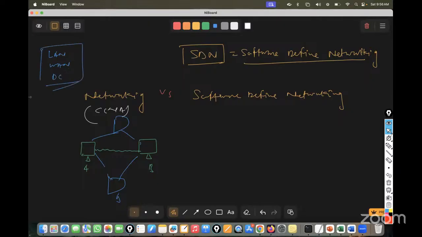These all are happening. But what was the problem in LAN, WAN, and data center? So SDN came into the picture to improve those kinds of problems. We have to understand that. SDN is software-defined networking, which means earlier networking was not software driven.